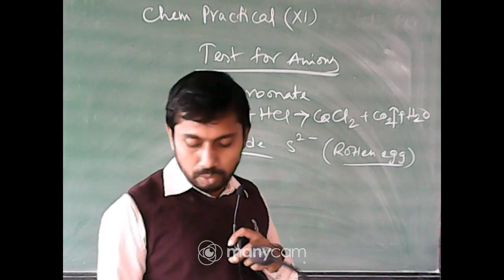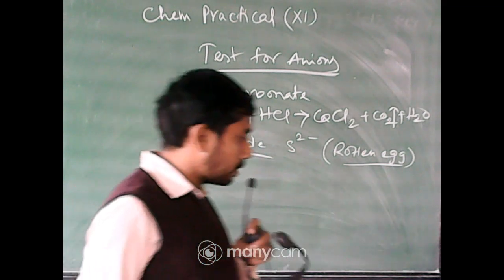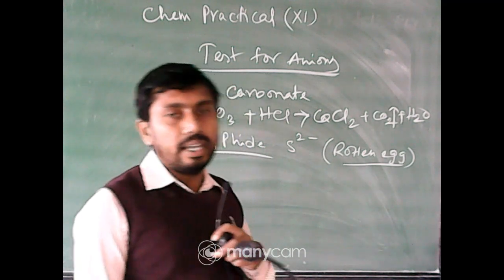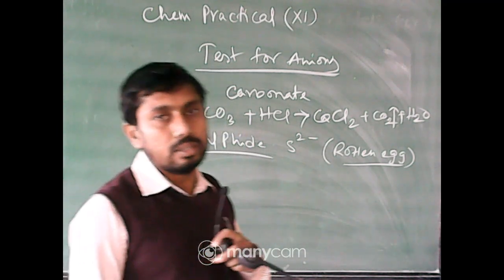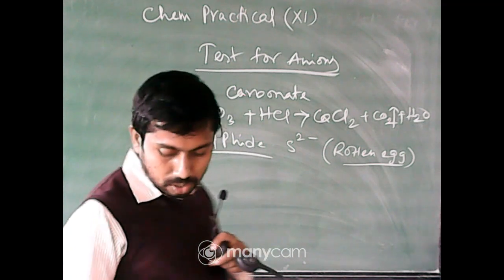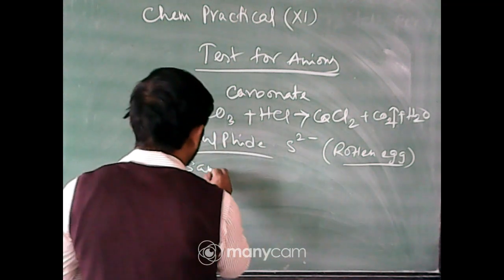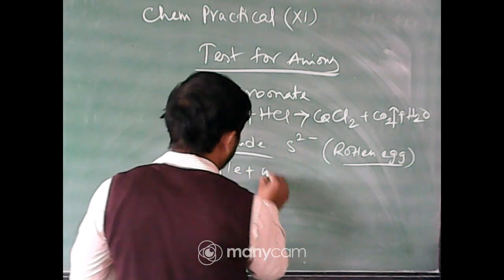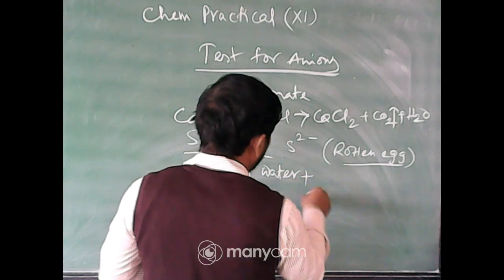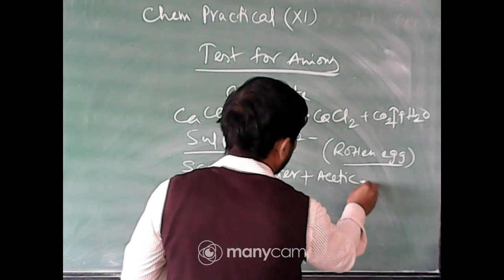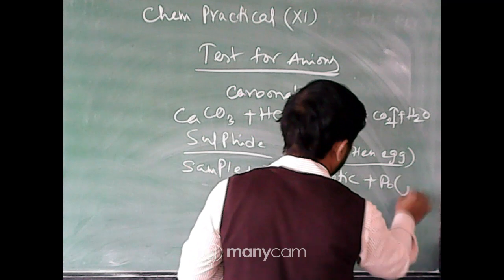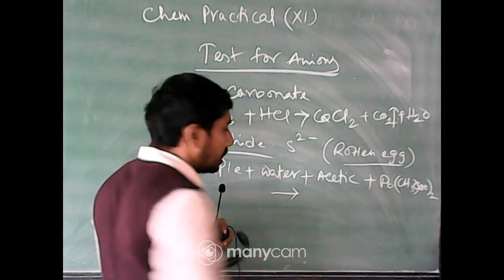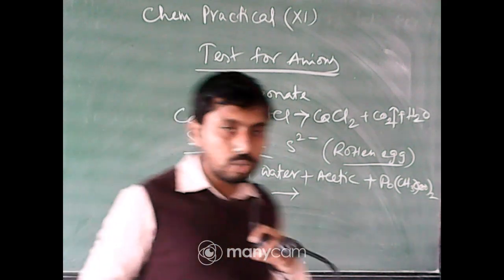So again we will take a very small amount of sample, and then dissolve it in water, and then we will add acetic acid to that, and then lead acetate. So sample plus water to make solution, plus acetic acid plus lead acetate. Then we will see the change of the color. Okay, so I proceed to that.